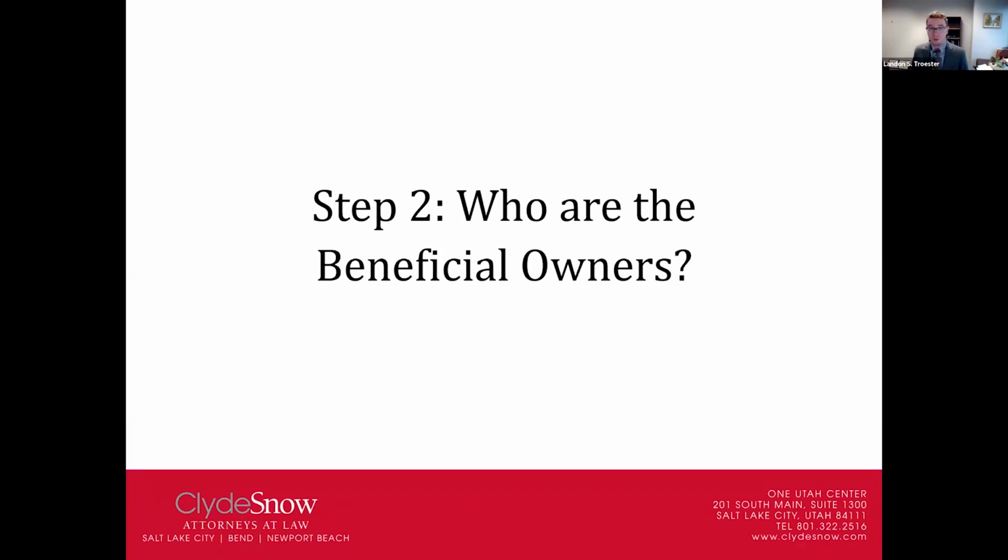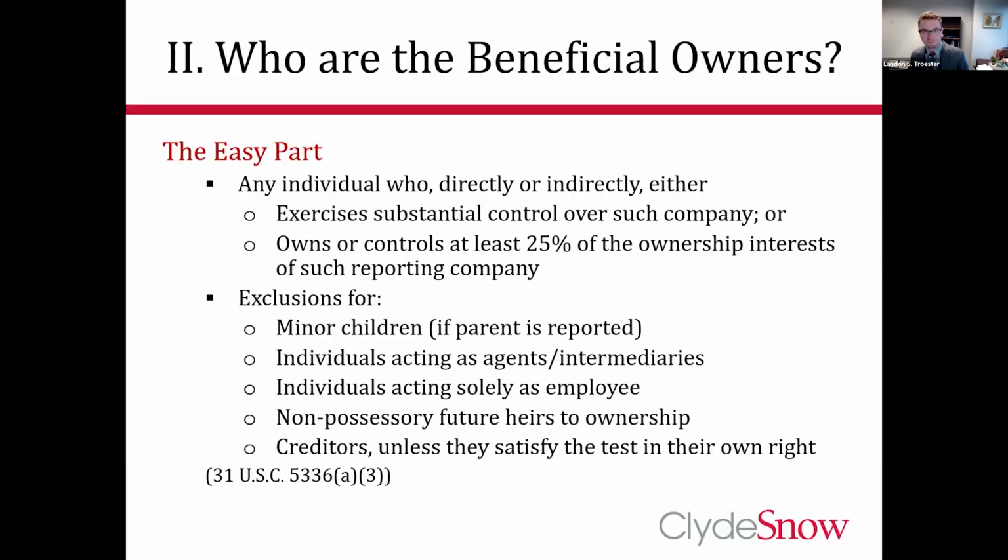You may have some challenges or gray areas at the margins, particularly when you have complicated ownership structures. That's a recurring theme of this CLE, is that complicated ownership structures and complicated equity arrangements are going to raise some complications. The easy part for who a beneficial owner is: it is an individual who, directly or indirectly, either exercises substantial control or owns or controls at least 25% in interests of the reporting company.